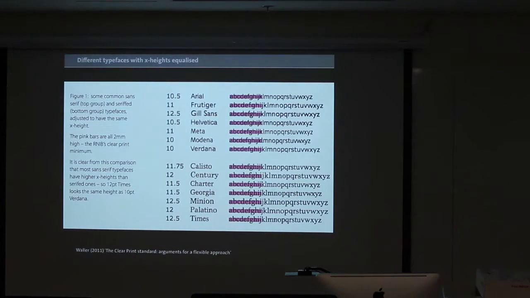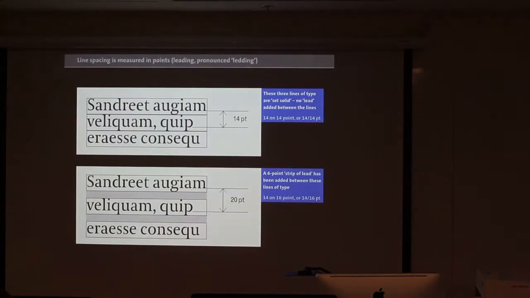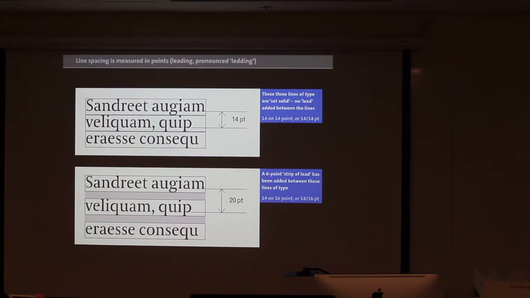Okay. So if you want to make typefaces with different x-heights look like they're the same size, you need to adjust, right? So to equalize them. If you want to combine a typeface with another one, you need to adjust the point size of the smaller typeface so it matches the other typeface.